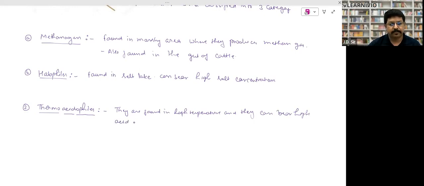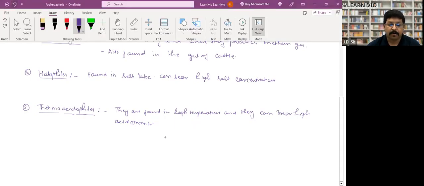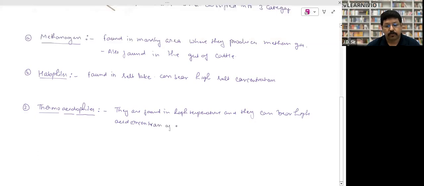high acid concentration as well. They can bear a very high concentration of acid, right? So that's why they are called thermoacidophiles. So where are they found? They are found in thermal vents.